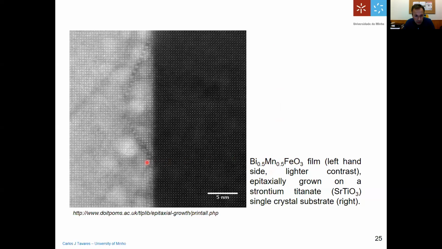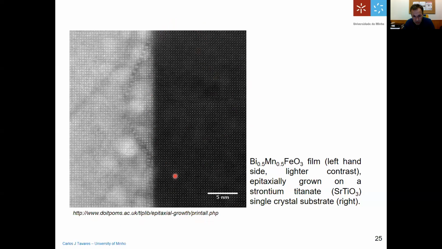And here you can see the growth of bismuth manganese iron oxide, which has a kind of perovskite structure, and it's actually grown on another material which has the same kind of structure, which is strontium titanate, on the right. So this is your substrate. You can read the publication on this link.